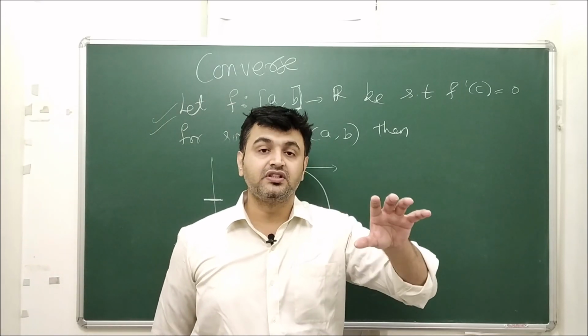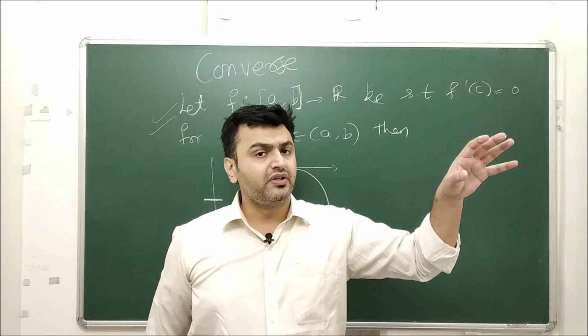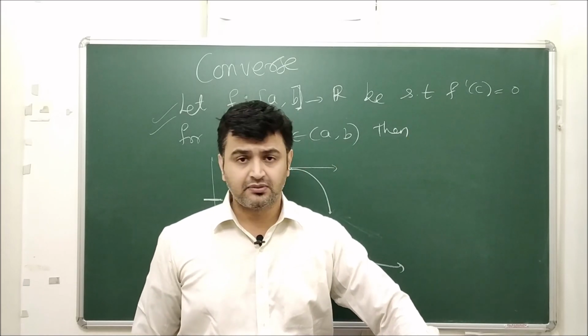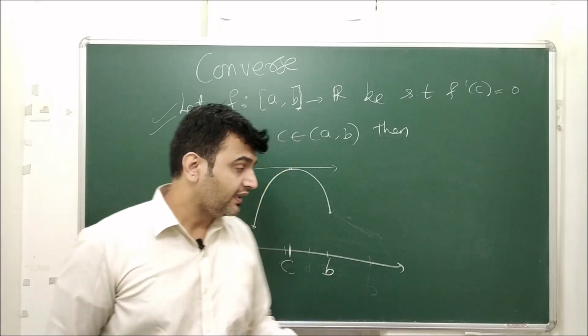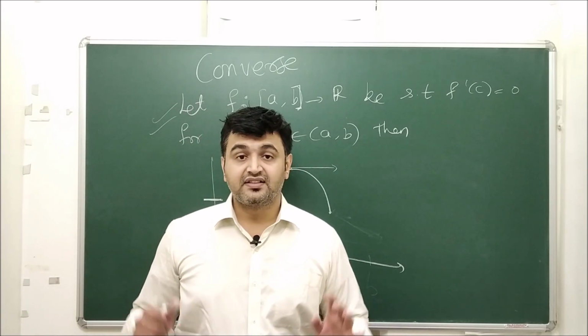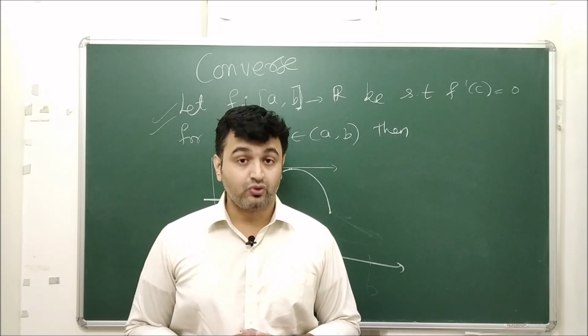So if you have a function where the derivative at some point is 0, that does not guarantee continuity, that does not guarantee differentiability, that does not guarantee that f of a and f of b have to be the same. So these are the 6 examples related to Rolle's theorem.